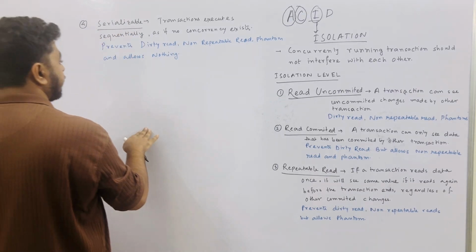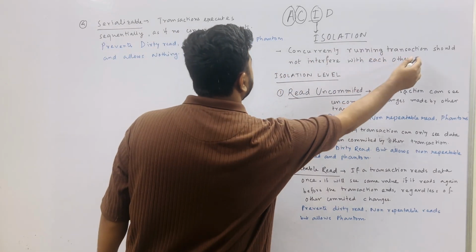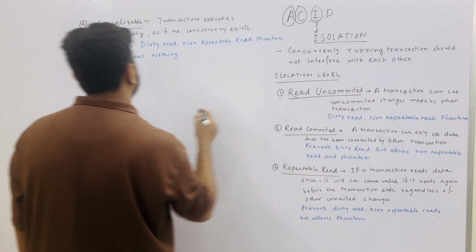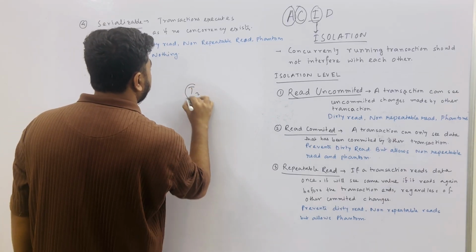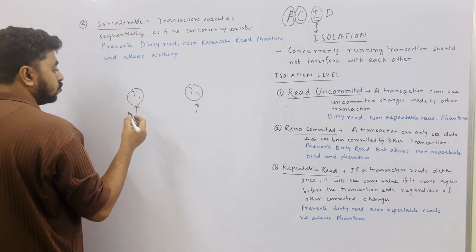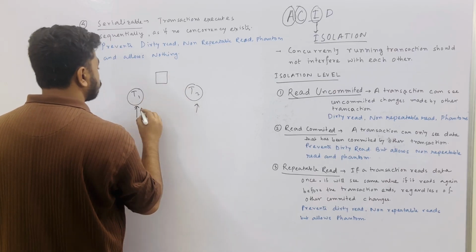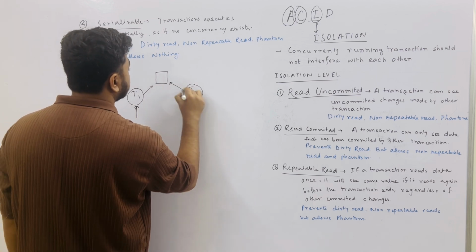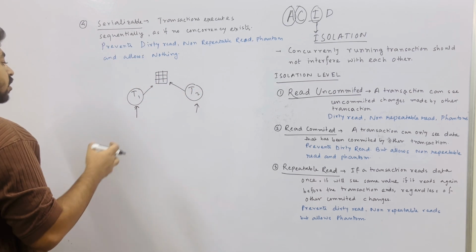In a relational database, isolation means the concurrently running transactions should not interfere with each other. Suppose two transactions, T1 and T2, are running, each with their individual statements, and maybe they are using a common table in their transactions. They should not interfere with each other's data that they are modifying, updating, or inserting.